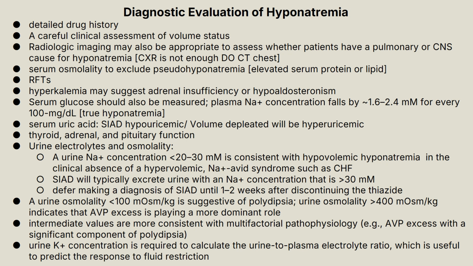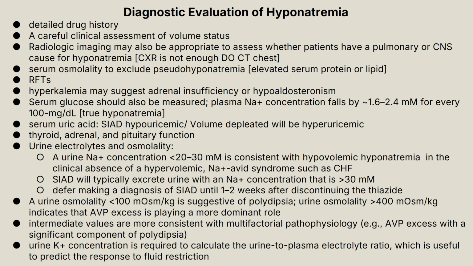Plasma sodium concentration falls by 1.6 to 2.4 millimoles for every 100 milligrams per deciliter of glucose, but this is not a true hyponatremia. Serum uric acid also is important to measure, since SIAD syndrome causes hypouricemia, and a volume depleted patient will be hyperuricemic. Thyroid, adrenal, and pituitary function have to be done. Urine electrolytes and osmolality, because a urine sodium concentration less than 20 to 30 is consistent with hypovolemic hyponatremia and the clinical absence of hypervolemia.